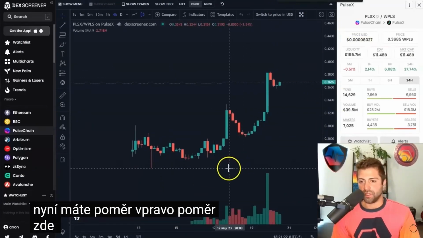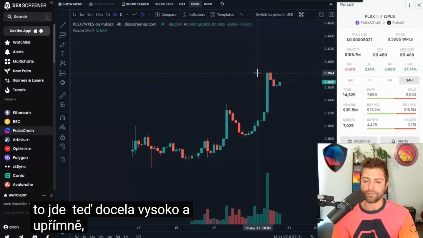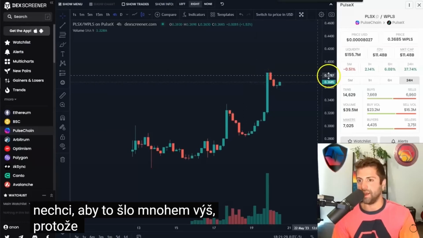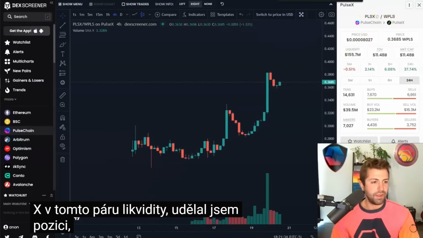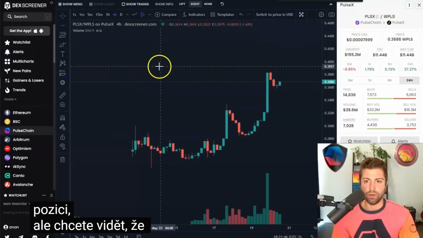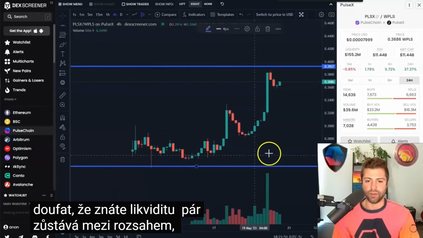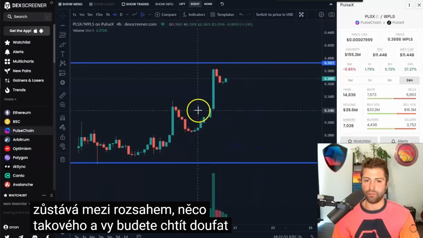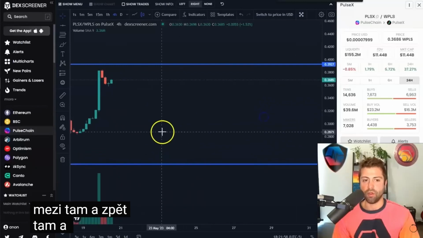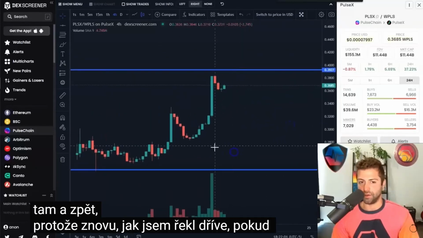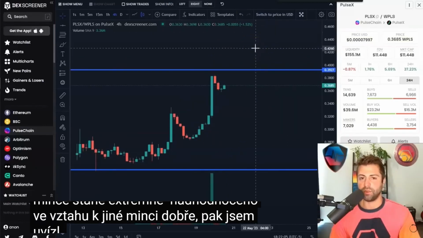The ratio here looks a little bit funky because it's going pretty high right now. And quite honestly, I don't want it to go much higher because I have a position in PulseX. In this liquidity pair, I made a position. But what you want to see is you want to hope that the liquidity pair stays between a range, something like this. And you're going to want to hope and pray that it just kind of bounces around back and forth over time. Because, again, like I said earlier, if one coin becomes extremely overvalued relative to another coin, well, then I'm stuck with a bunch of impermanent loss.